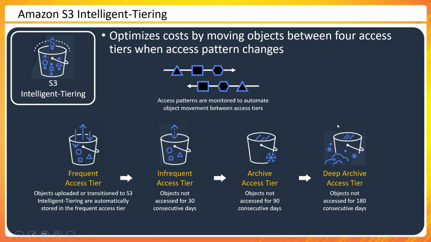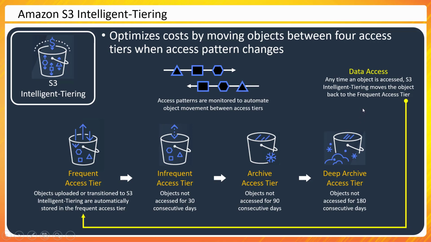So what would happen now? What happens if my data is accessed while it was in the infrequent or archive tier? Anytime an object is accessed, S3 intelligent tiering moves the object back to the frequent access tier. So come what may, wherever your object was, if it suddenly becomes something people are looking for, it would be placed into your frequent access tier, whether it was residing in infrequent, archive, or deep archive. It doesn't matter. It would automatically move to your frequent access tier. That would make your life much easier, and it will intelligently do cost optimization for you.